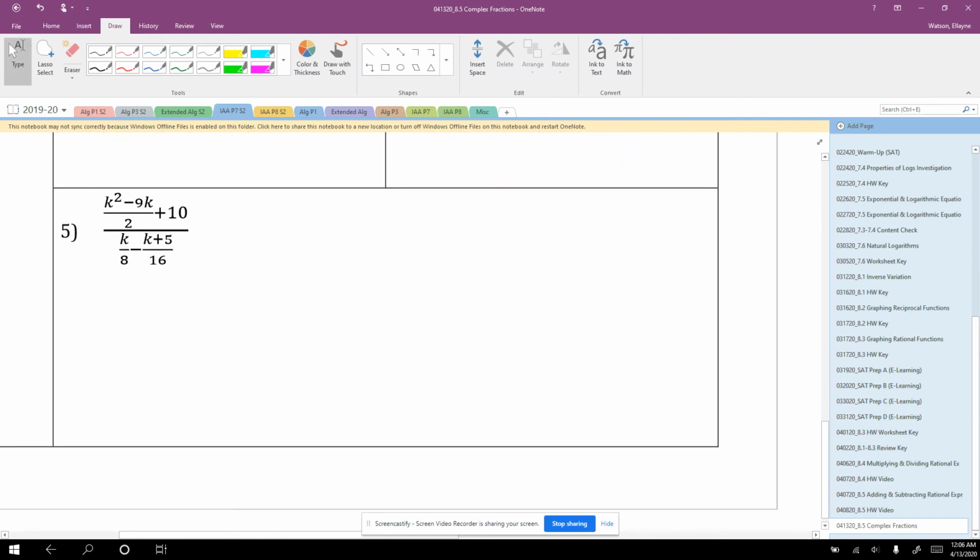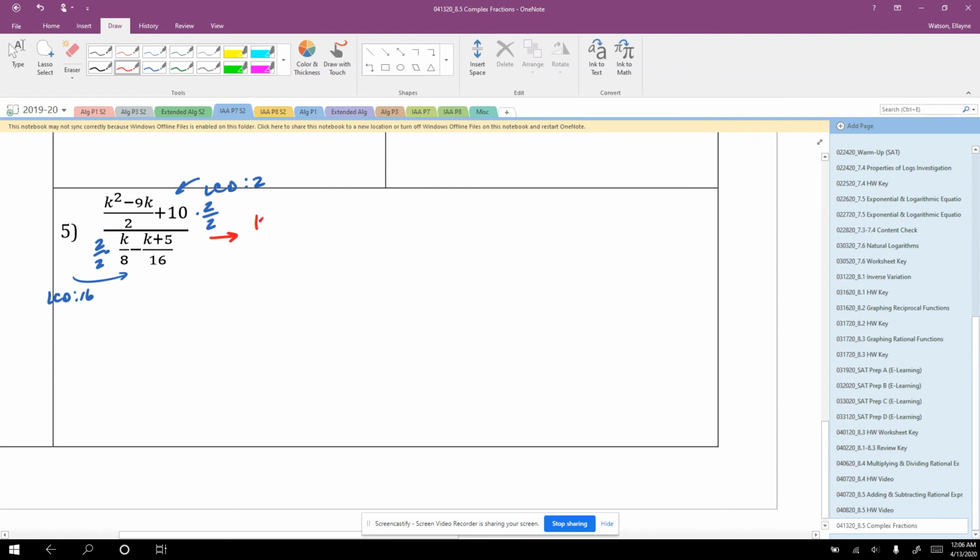Okay, so here we go. LCD of this would be just 2. So first term already has 2 in the denominator, so the second term needs 2. So we're going to go 2 over 2. LCD of the bottom is 16. So the first term already has 8, so it needs to get to 16, so it needs to multiply by 2.